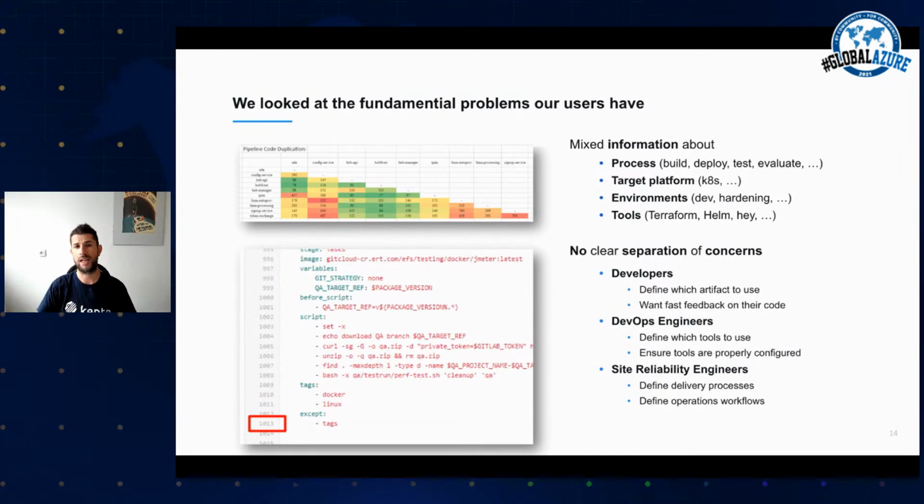If you ever want to send a notification to Microsoft Teams because your deployment failed, then you will have this tool integration sometimes directly included in your pipeline. So there is really no clear separation of the concerns. What is important for the developer, what is important for the DevOps engineer that is probably maintaining also the pipelines, and what is important for site reliability engineers that care about the processes and operations workflow and the quality of the software that is running in production.